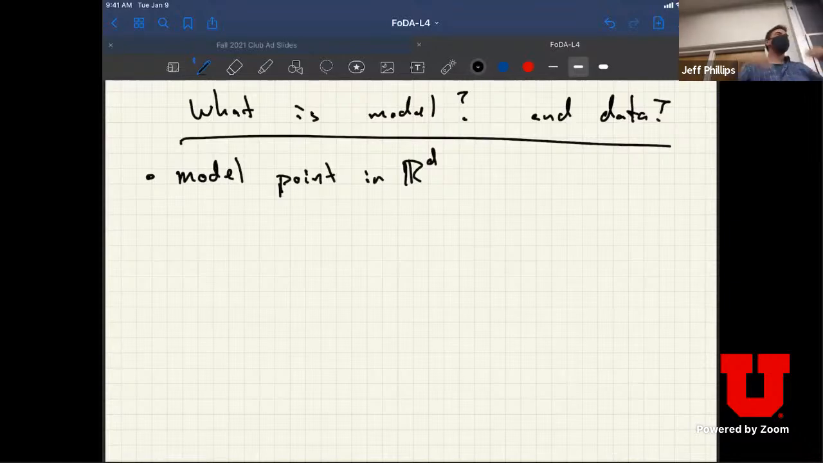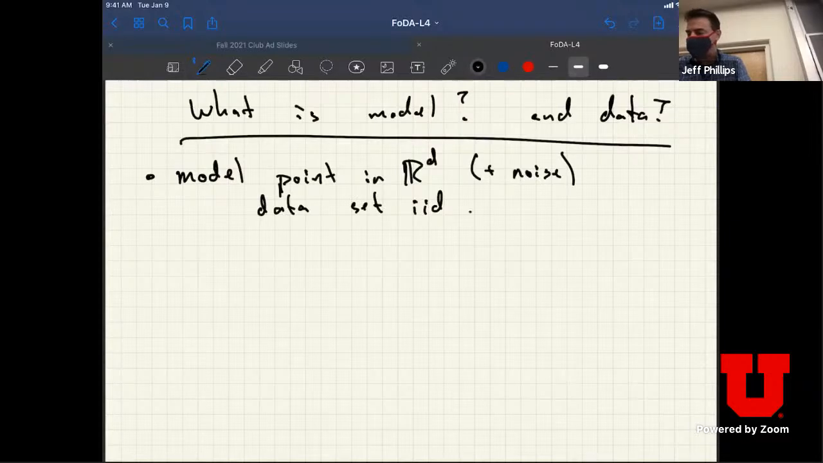So we'll assume it's a point plus some Gaussian noise typically. Okay, so plus some noise, and the data will be a set of often IID, and I'll come back to that, points also in R^d, in d-dimensional points. Okay, and we're going to find a single point which is most representative of those data elements, right?